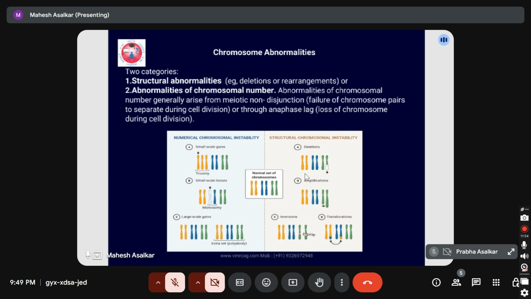While structural chromosomal instability may be in the form of deletion, may be in the form of amplification. So some part of the gene is lost leading to deletion, some part of chromosome gets added, that is amplification. Then inversion, there is a flipping, and translocation. What happens in translocation? There is a transfer of genetic material to the non-homologous chromosome. So you see that these chromosomes in the D on the right hand side, the orange and the blue, these are non-homologous chromosomes and there is a sharing of the genetic material.